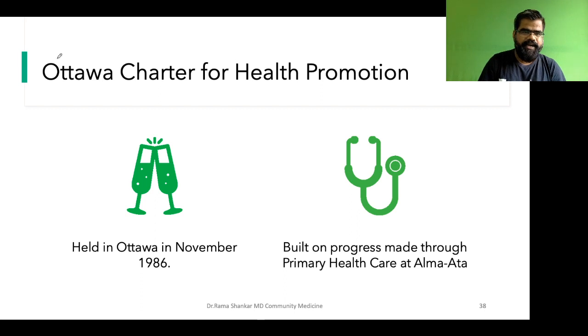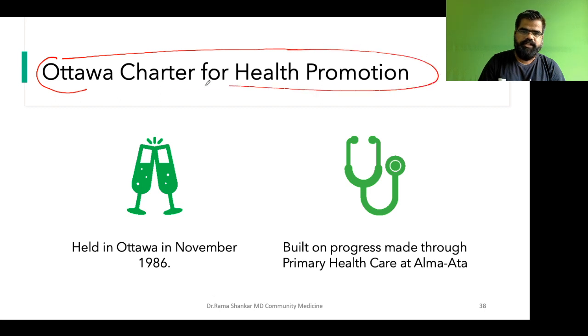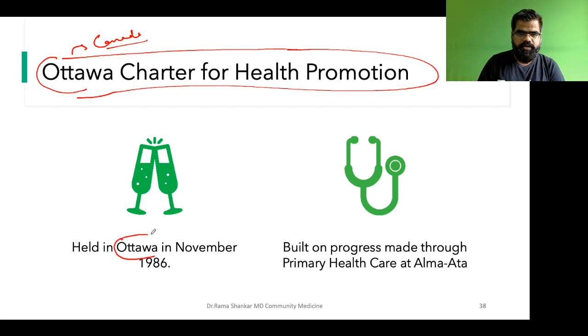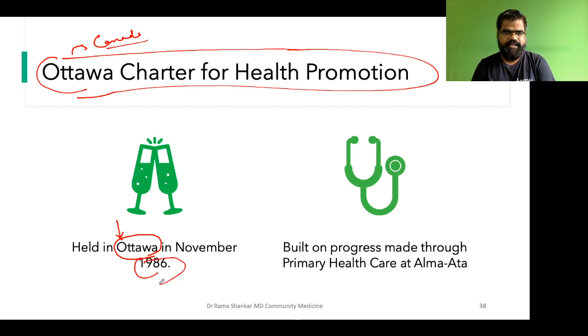Now, please remember that this symbol was for the Ottawa Charter. Ottawa is the capital of Canada. Okay, so there was a conference on health promotion, and whatever recommendations they gave became the Ottawa Charter. Now you see, this was held in Ottawa. You will see I am talking about Ottawa. I'm taking the name of Ottawa because that has significance and that will help you remember for the long term. So this was held in November 1986.